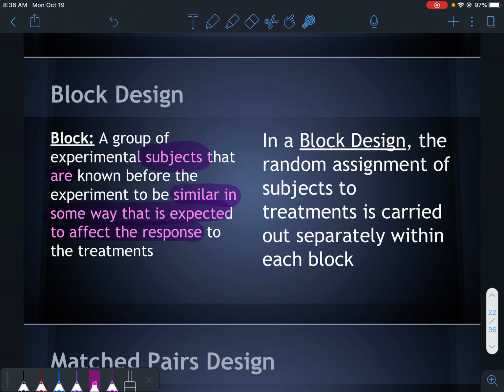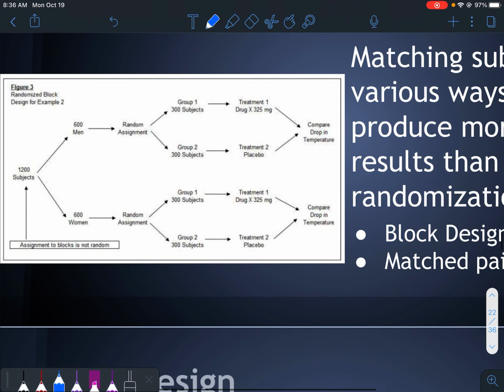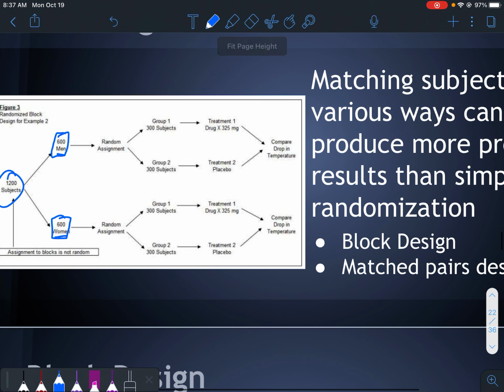Male, female as well. So in a block design, the random assignment of subjects to treatment is carried out separately within each block. Just like if you think about sample surveys, the stratified random sample took the entire population, separated them into groups, and then within each of the groups you did random. Well, same story here. We've got 1,200 subjects. In this situation, we're going to group by men and women. So we're going to say there's 600 men in this, and there's 600 women in there. Something that could have an effect on it.